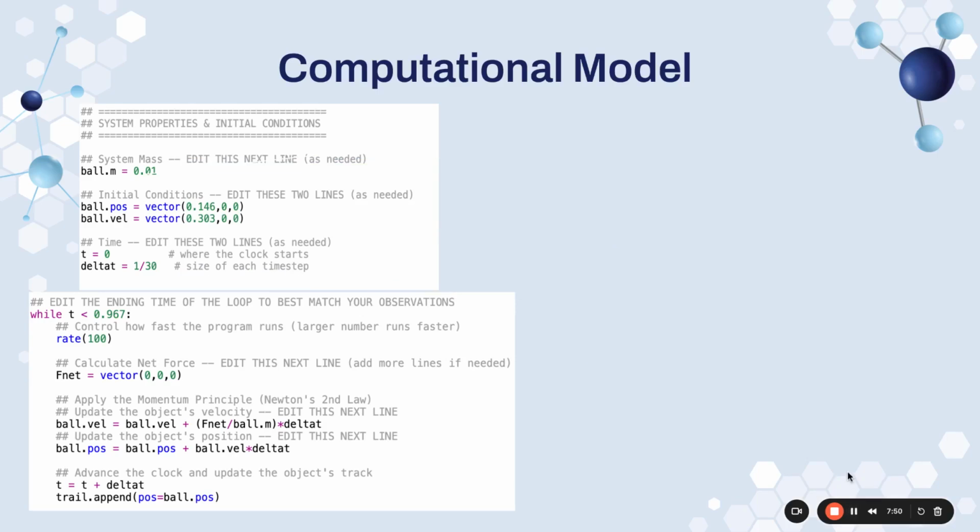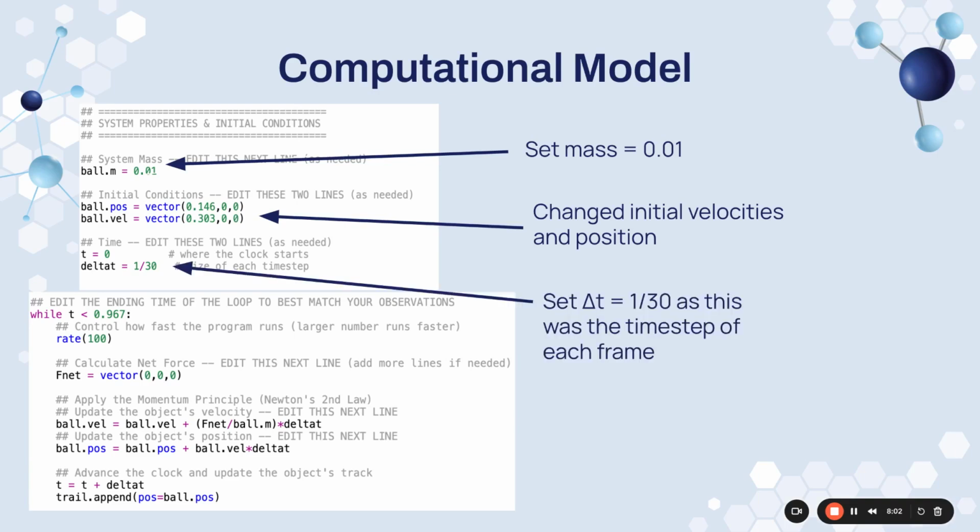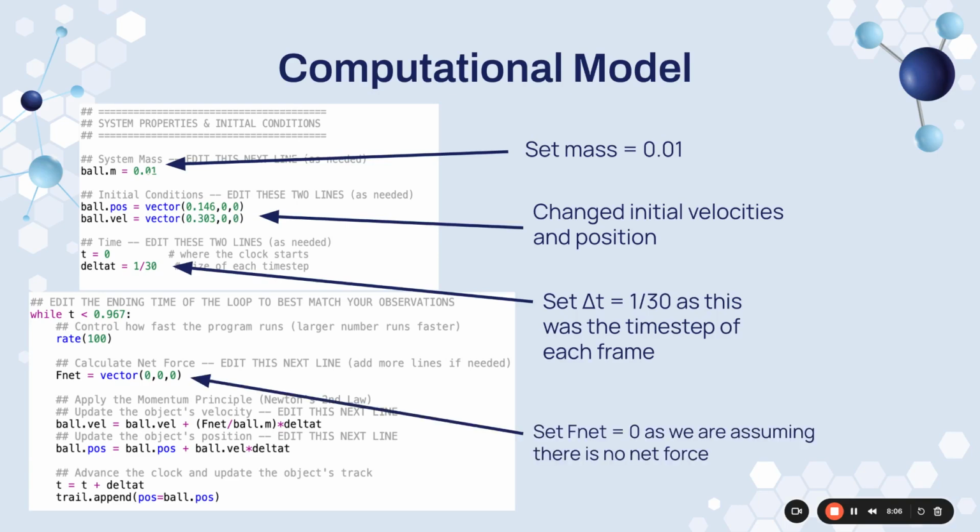So here are a few snippets of code for my computational model. We can see here that I set the mass equal to 0.01. I changed the initial velocities and position to what we found in the Tracker analysis. I set delta t equal to 1 over 30 as this was the time step of each frame. And then I set F net equal to 0 as we were assuming there is no net force.